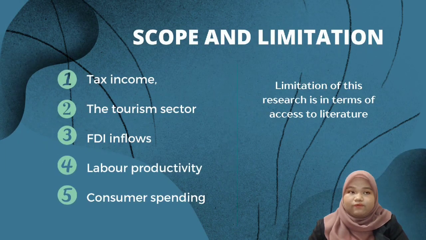The scope of this research is to concentrate on the primary objectives that influence economic growth in Thailand. There are 5 independent variables that I have mentioned before. The limitation of this research is in terms of access to literature. Individuals do not have access to a more comprehensive selection of scientific publications, which affected the process of collecting data. There are many articles that need to be paid for before they can be viewed. However, I managed to find relevant resources, but it consumed time.